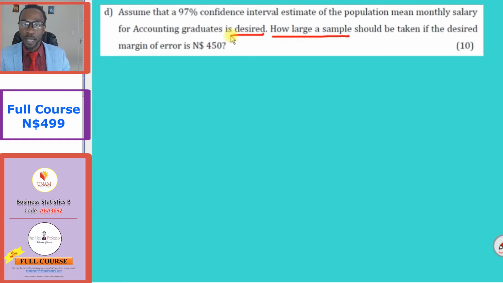For a detailed explanation of how the formula comes about, please subscribe to the videos. But for now, I will just use the formula as it is. So your formula for finding the sample size is n equals z alpha over 2 squared times standard deviation squared, divided by e squared.